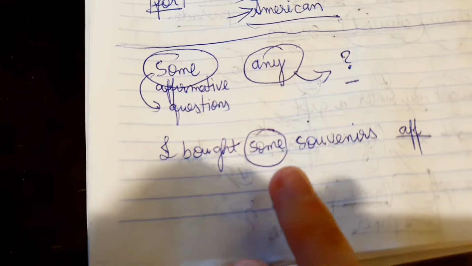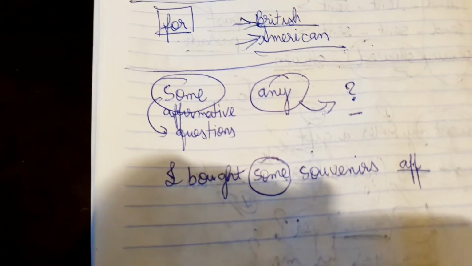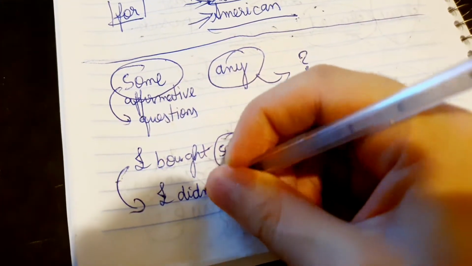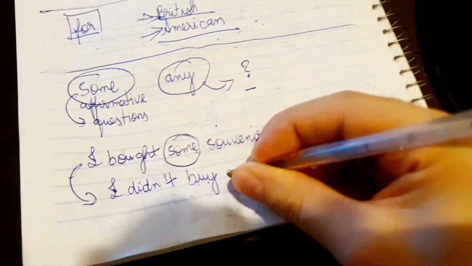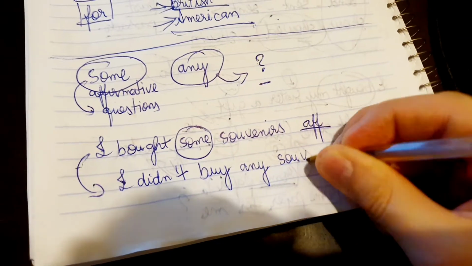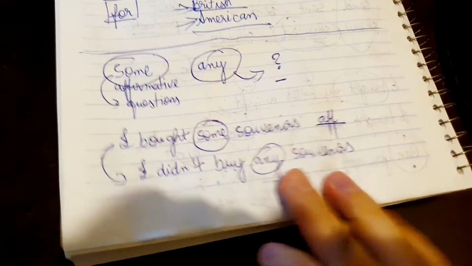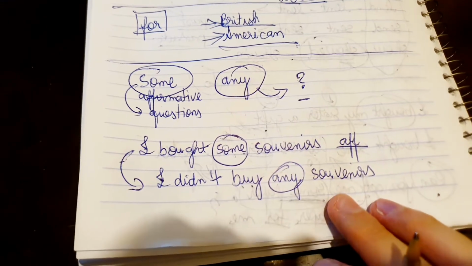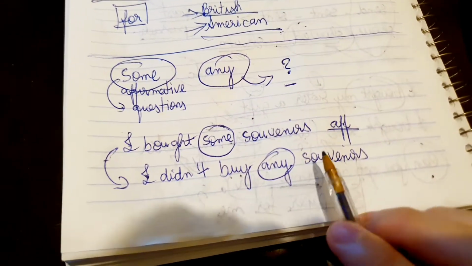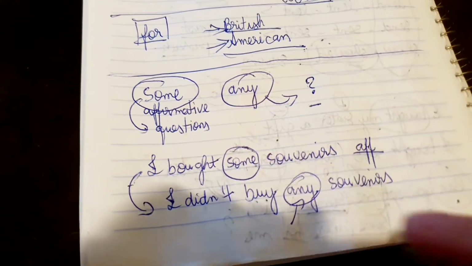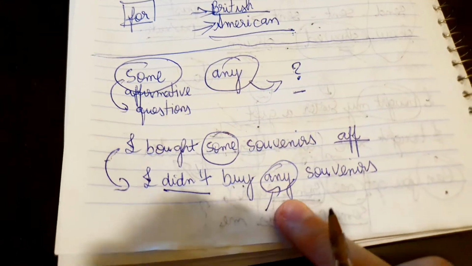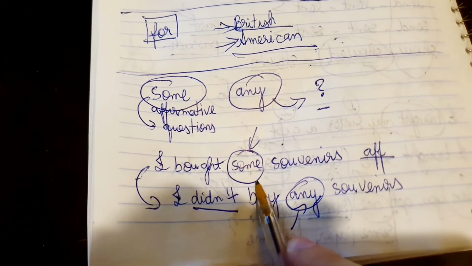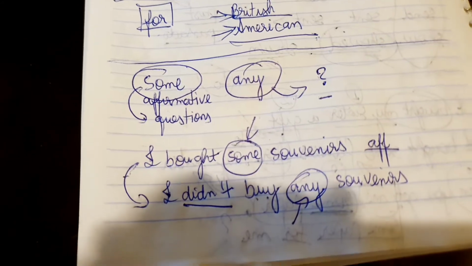But when you say it in negative, let's turn this sentence into negative. I didn't buy any souvenirs. Okay, so yeah, I traveled, but I forgot to buy souvenirs. I'm sorry. I didn't buy anything. So you see, any. When you have negative sentences, you use any, and when you have affirmative sentences, you use some. This is a rule in general, okay?